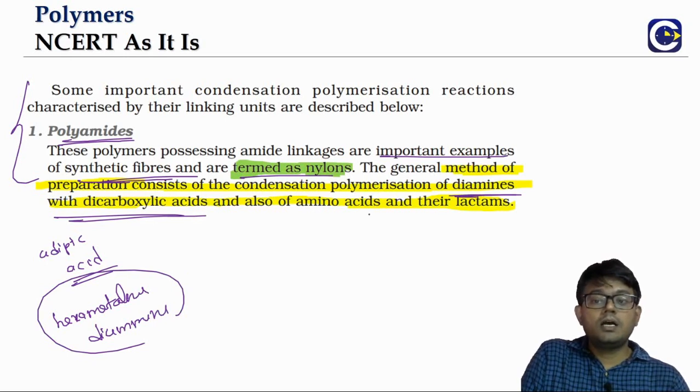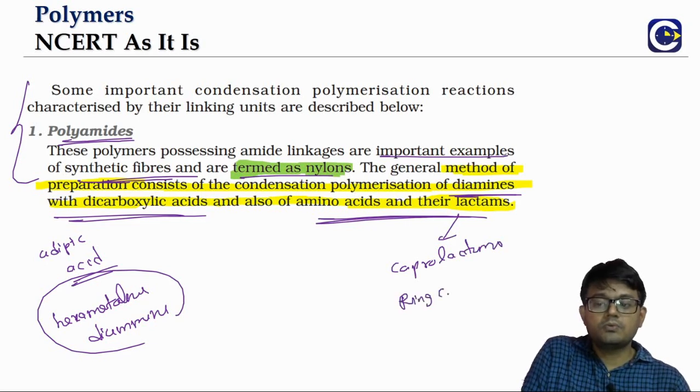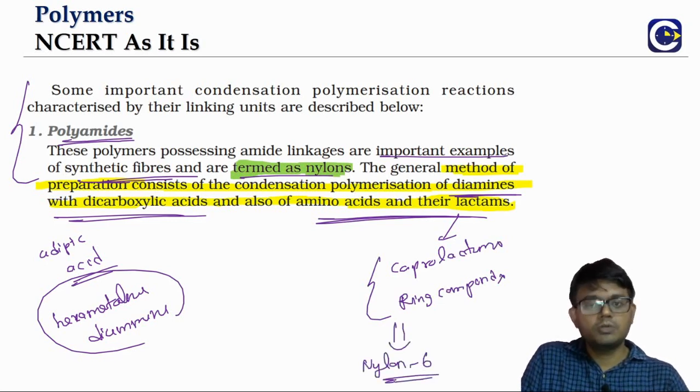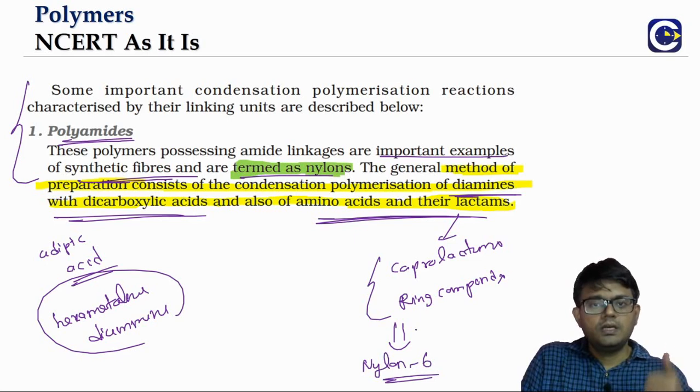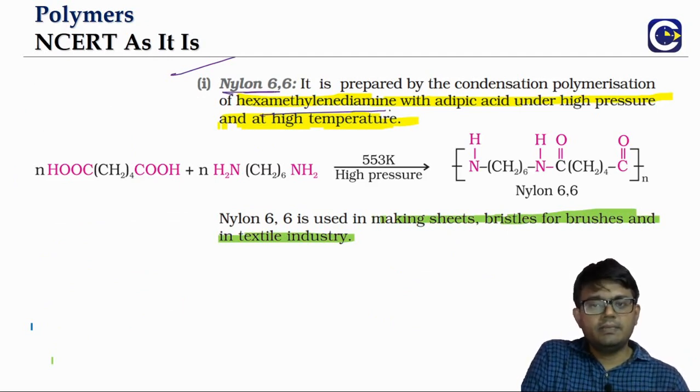And we will also have one more way of getting the polyamides, that is from the lactams. So we will see something called caprolactam. It is a ring compound. From this, we will be getting a polymer called nylon 6. We will talk about it. So either we will have the condensation between diamines and dicarboxylic acids, or we will obtain the polyamides from the corresponding lactams. We will start with what we have already seen, nylon 6,6, hexamethylene diamine and adipic acid.